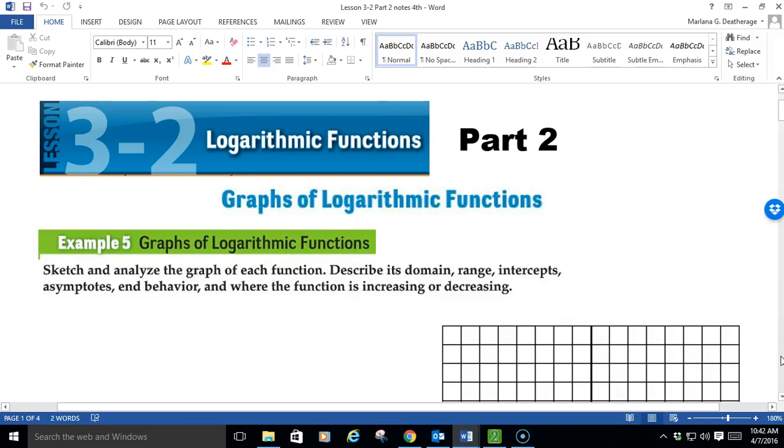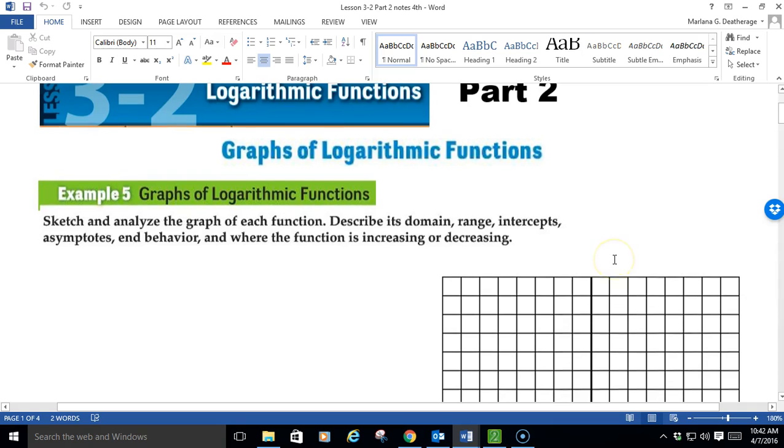Okay. This is the second part of 3-2, which is over logarithmic functions. The first part, we evaluated them and learned how to rewrite exponentials as logarithms and vice versa. Now we're going to work with graphs of logarithmic functions. Okay, and we're going to be using the exponentials to get us started. So, this will sound familiar because you did the same thing with the exponentials in 3-1.